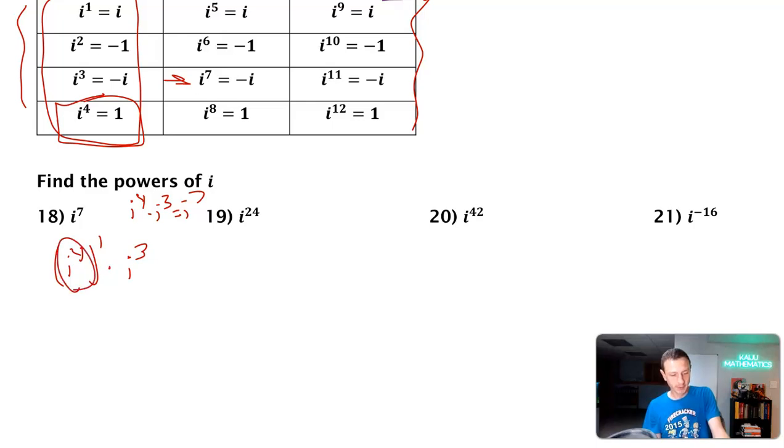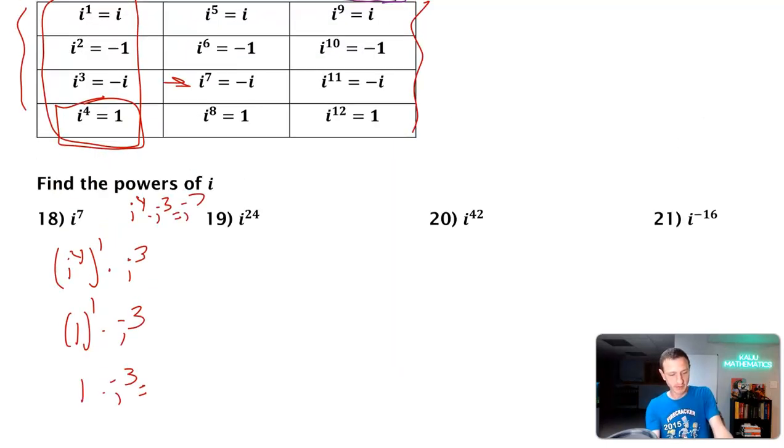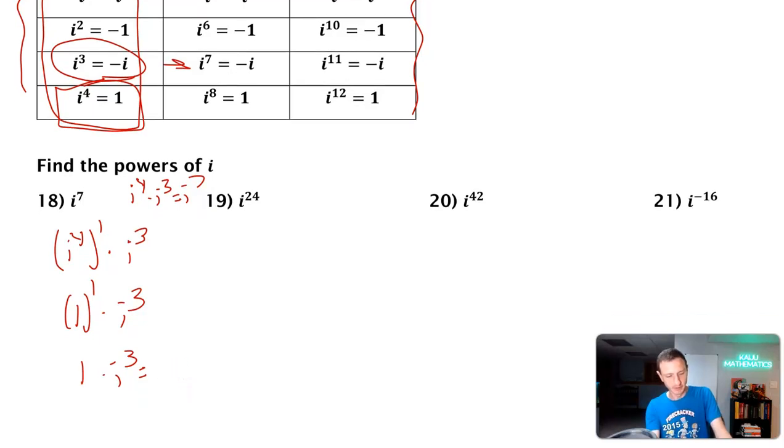i to the 4th is 1. So this is 1 to the 1st times i to the 3rd. 1 to the 1st is 1, times i to the 3rd. What is i to the 3rd? i to the 3rd is -i. So my answer is -i.